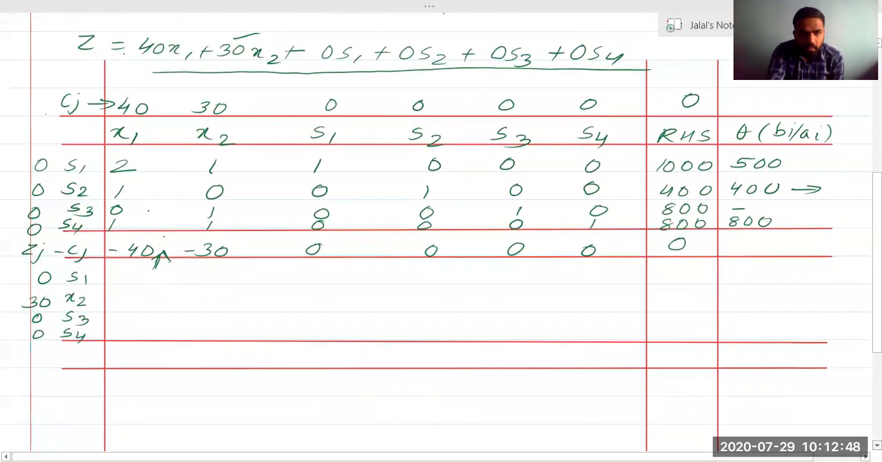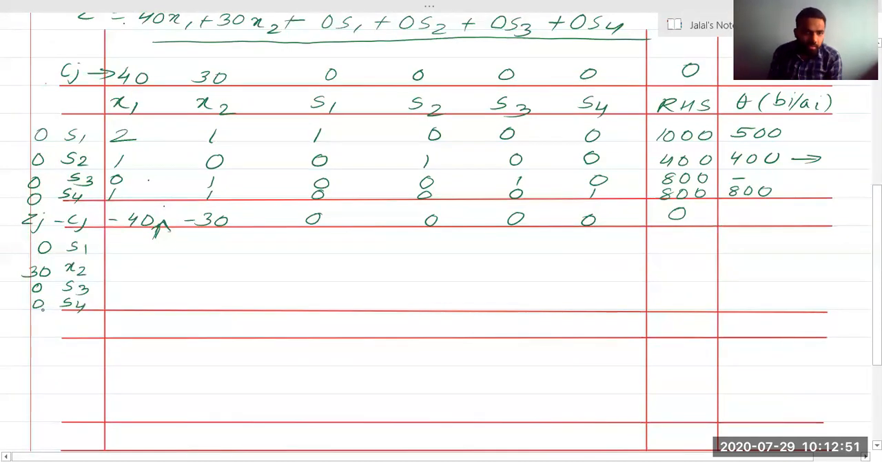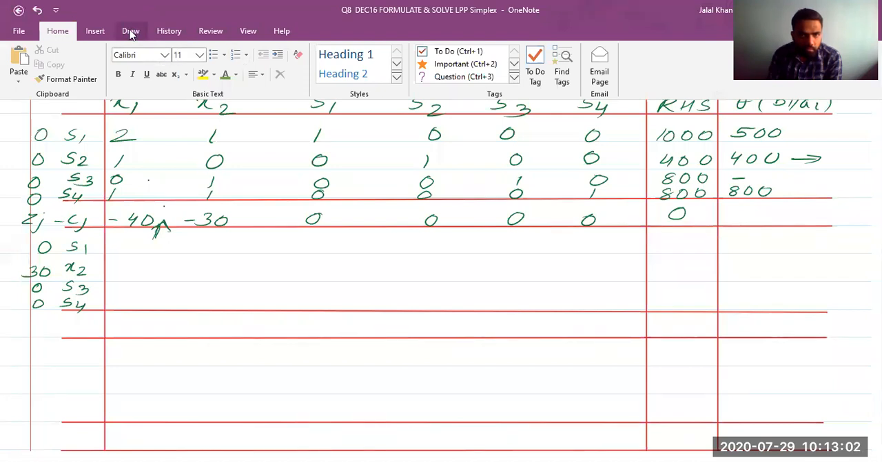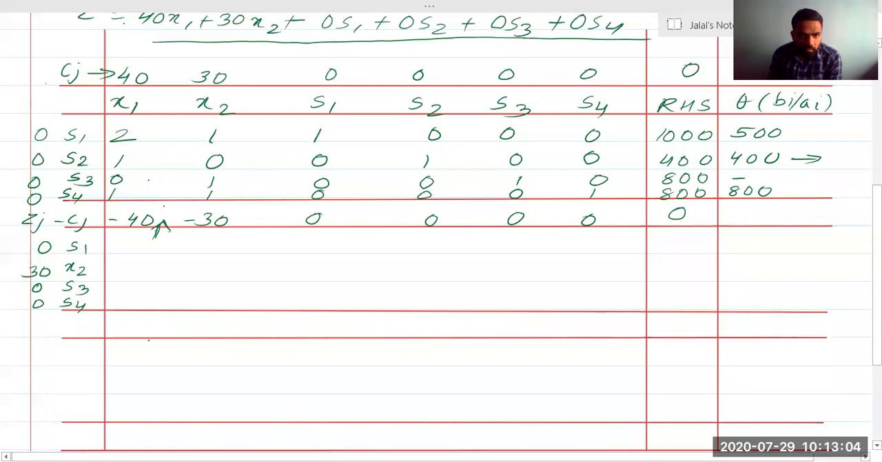Now, after writing this, we know that the variables in the basis in the iteration should form an identity matrix. So I'll just try to change my color since it is not that much visible. Someone is asking some question in the chat. How will X1 enter? Yes, so sorry. This will be X1. Since X1 is the first column, X1 will enter.